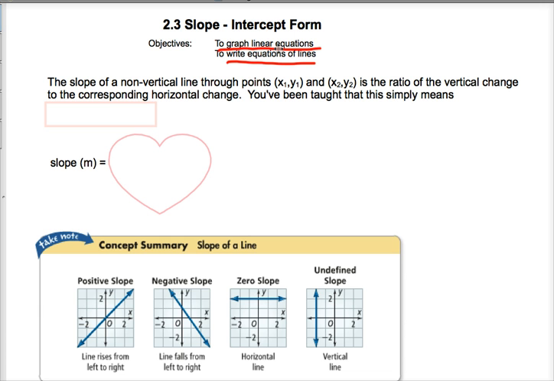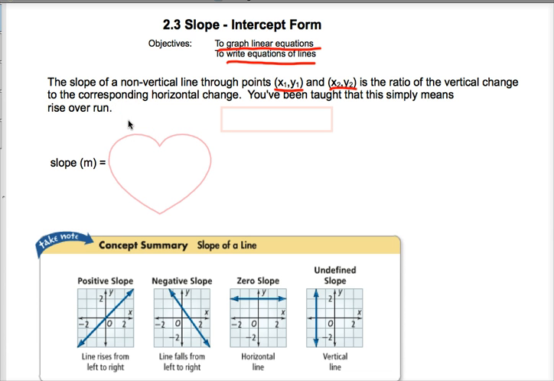But the slope of a non-vertical line through points (x1, y1) means that you just got a first point. The ones don't mean anything other than that's our first point. And then (x2, y2), that means there's your second point. So it's the ratio of the vertical change to the corresponding horizontal change. What does that simply mean?